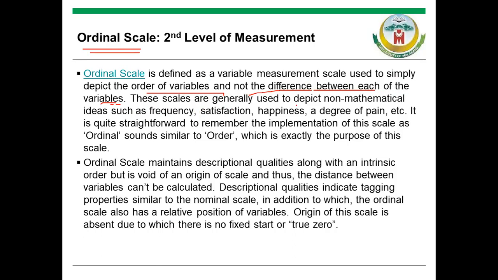Okay, these scales are generally used to depict non-mathematical ideas such as frequency, satisfaction, happiness, or degree of pain, etc. For example, if you say that I feel pain, I feel too much pain, I feel less pain, I feel no pain. So these are the different levels. Okay. Ordinal scale maintains descriptional qualities along with an intrinsic order, but is void of an origin of scale, and thus the distance between variables can't be calculated.